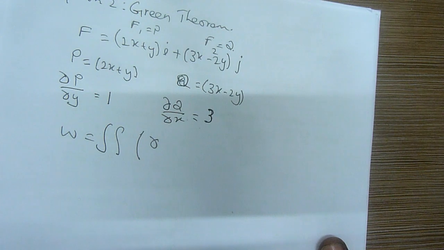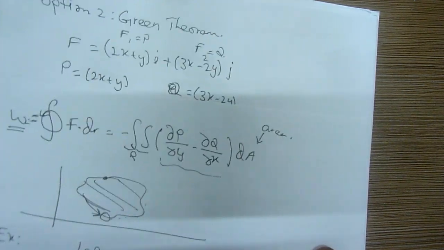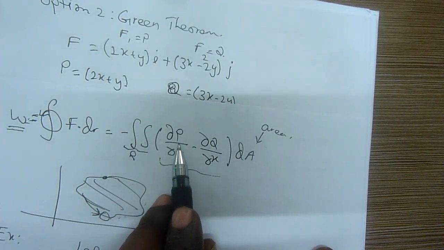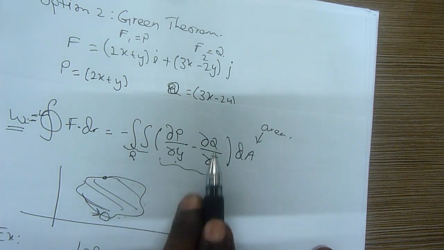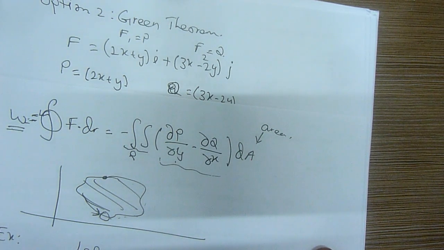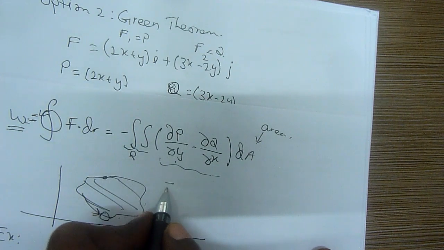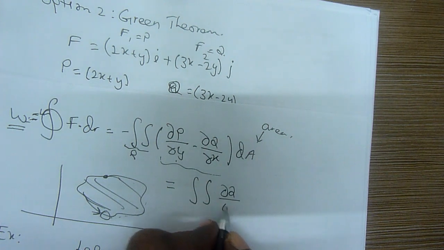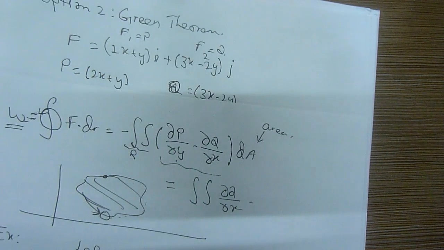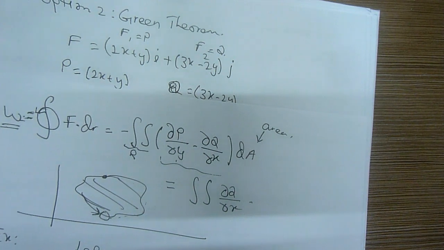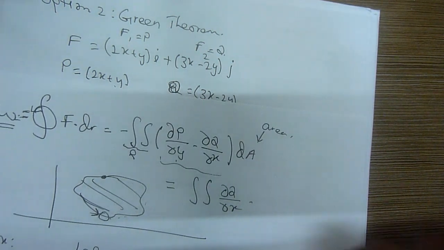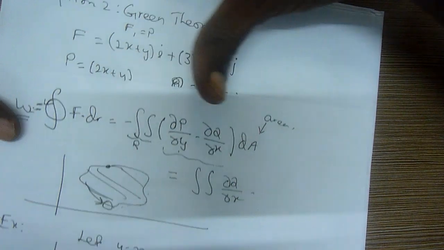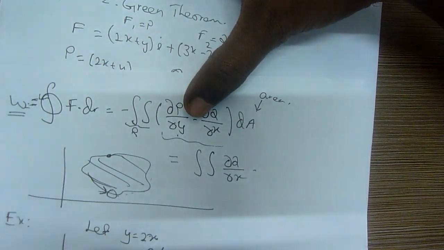Am I given a formula? Yes. The formula works on a negative ∂P/∂y minus this area, right? This is the formula that I introduced to you. Some of you may ask, sir, I don't like the negative, put it outside. Can I use this way? Can I just bring it inside and say ∂Q/∂x minus, okay, minus, can I use that?